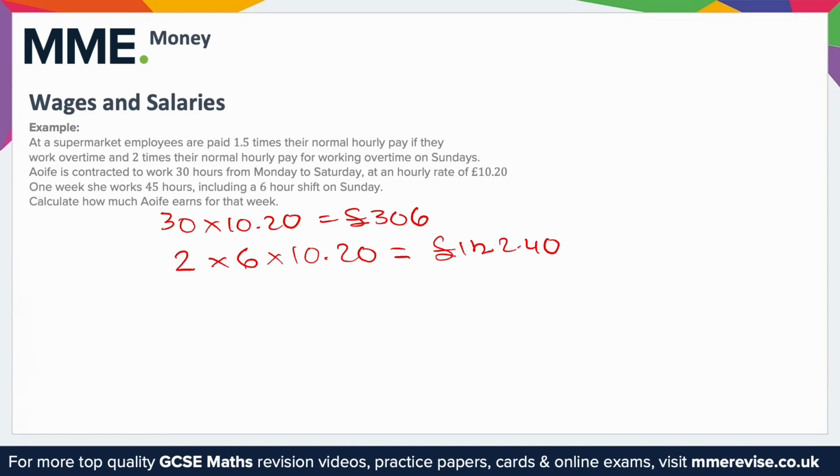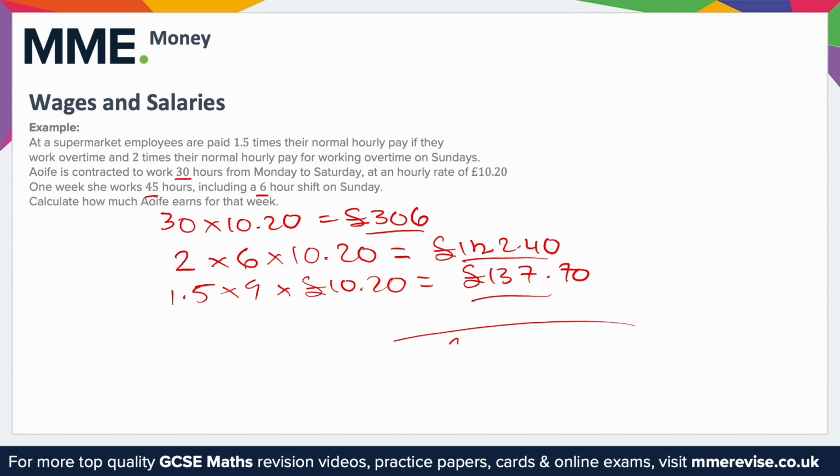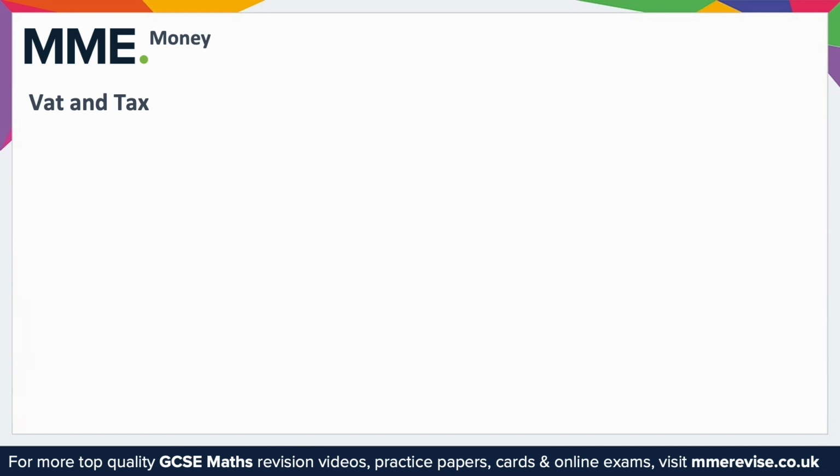So she works 9 hours extra overtime, because 30 hours normally, 6 on Sunday, that's 36, and then the difference between 36 and 45 is 9. And remember, she gets paid 1.5 times her normal rate for those. So 1.5 times 9 times £10.20, and that gives you £137.70. From there, you just need to sum this, and this, and that will give us a total of £566.10.